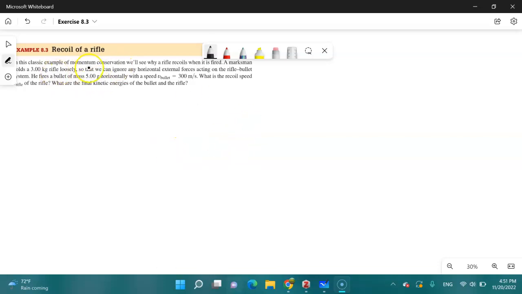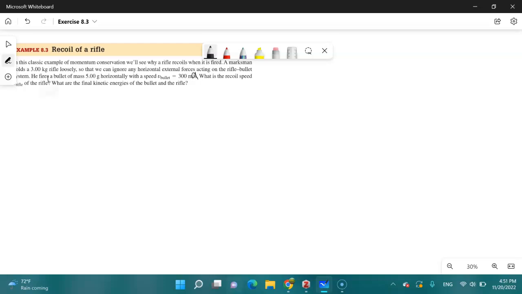So here we have another example dealing with recoil. In this example, we're going to use momentum conservation, and we're going to see why the rifle recoils when it's fired. A marksman holds a 3 kilogram rifle loosely, so we can ignore any horizontal external forces acting on the rifle-bullet system. He fires a bullet of mass 5 grams horizontally with a speed of 300 meters per second. So what's the recoil speed of the actual rifle?